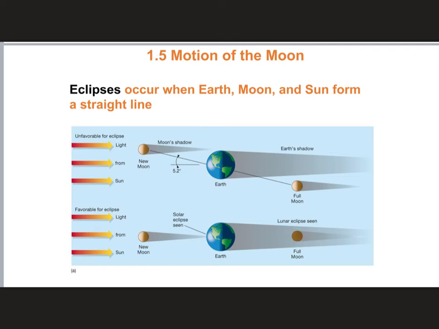Now, some of the sunlight gets past the Earth and lights on the moon. So that's why the moon doesn't completely disappear. But what you do see is that the shadow of the Earth falls on the moon. And that will make the moon appear darker. And it also will give the moon kind of a colored reddish tint.